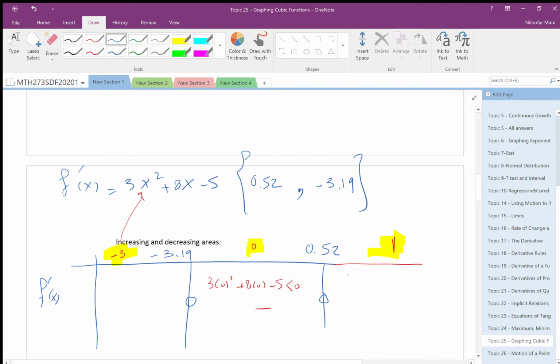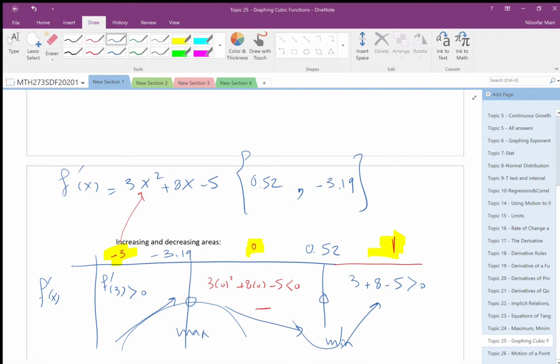So 3 plus 8, 3 plus 8 minus 5 is positive. And here if I check f prime at 3 is also positive. So I can say it's increasing, decreasing, increasing. See, it's going up. So here I have maximum and it's coming down. Here I have minimum. Even you can answer maximum, minimum on this table as well. And I used to do that.